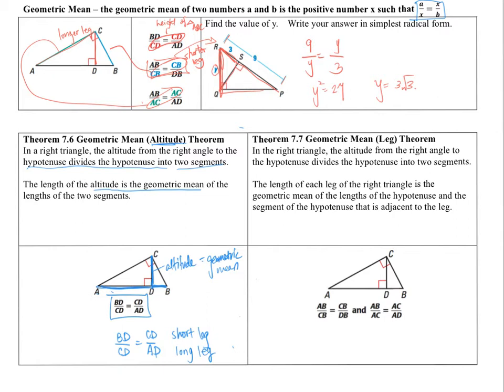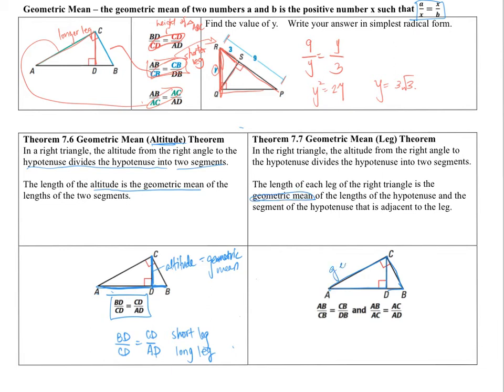So theorem 7.7, we have the geometric mean leg theorem, and it states that if in a right triangle the altitude from the right angle to the hypotenuse divides the hypotenuse into two segments, AD and BD, then the length of each leg, we're talking about AC and CB here, is the geometric mean.